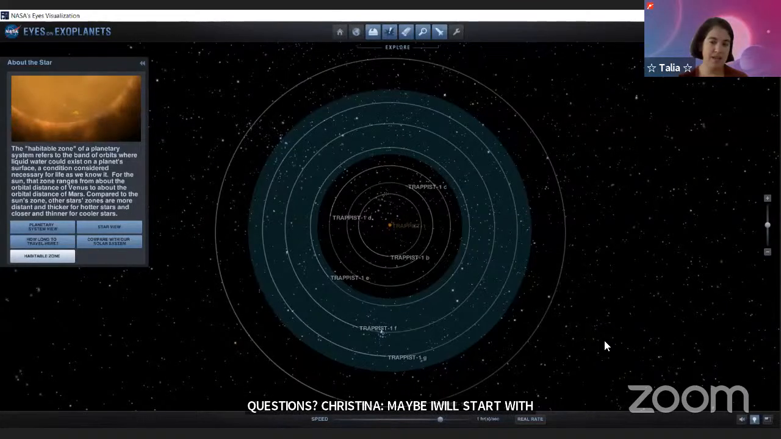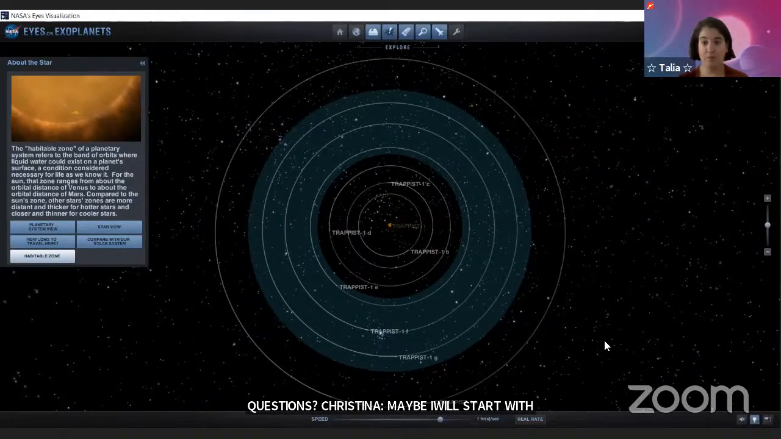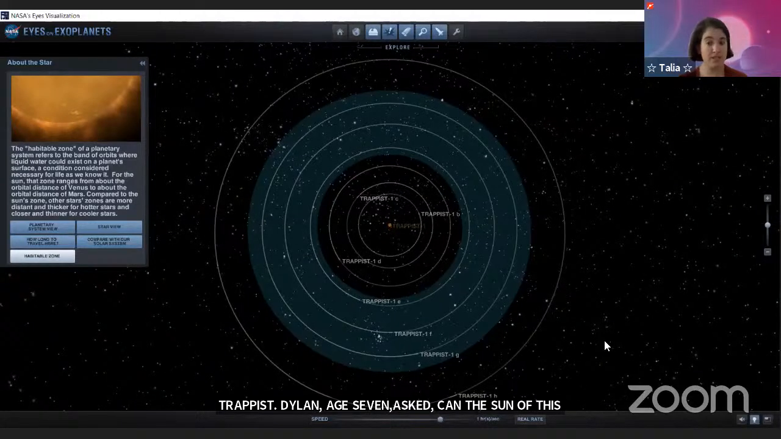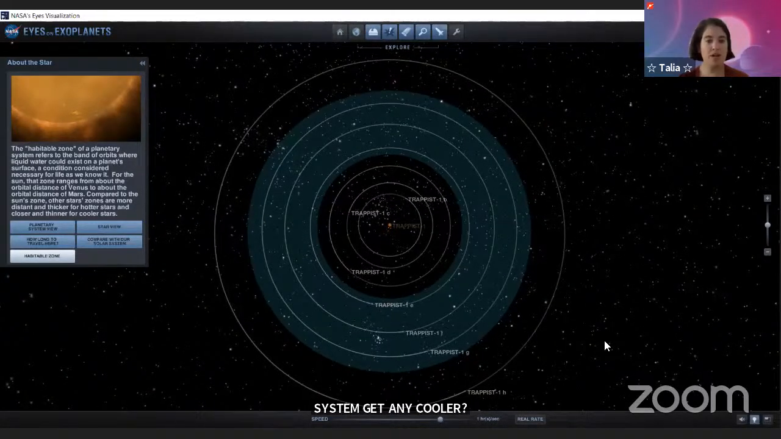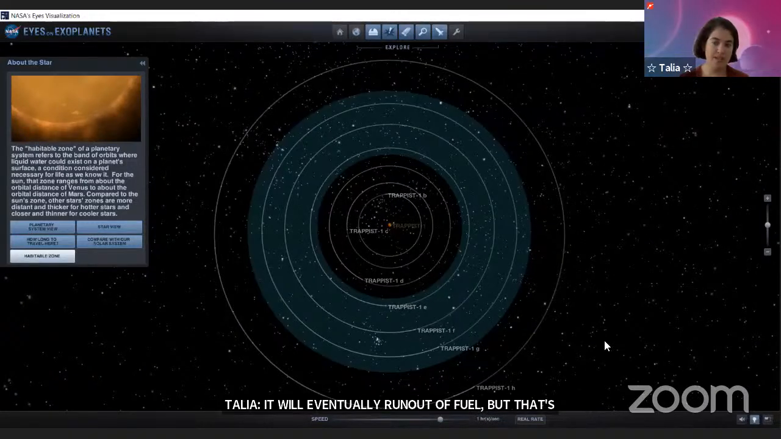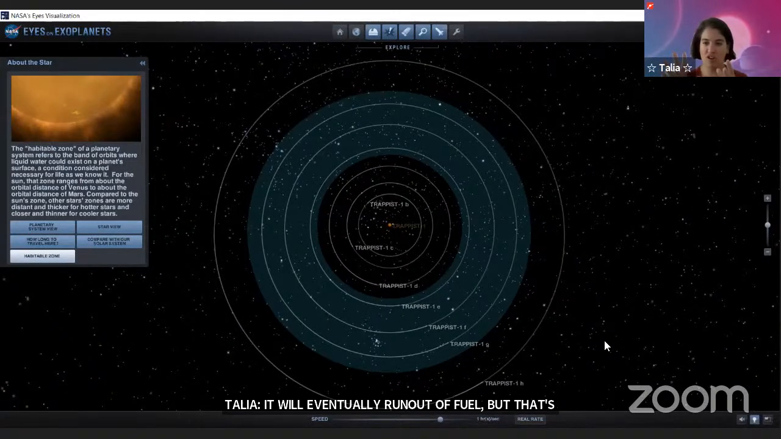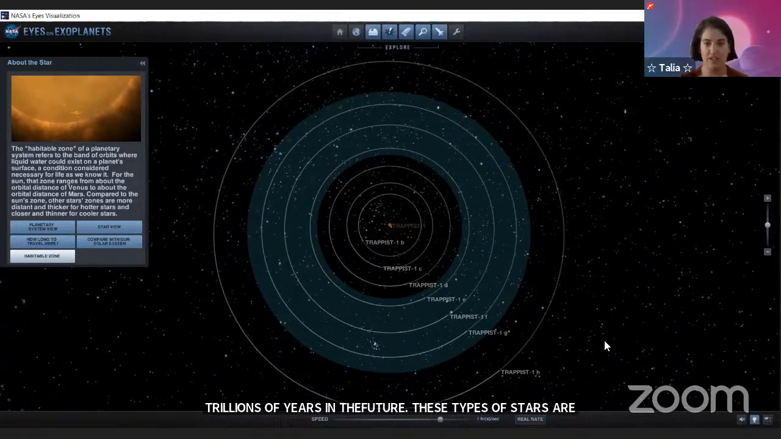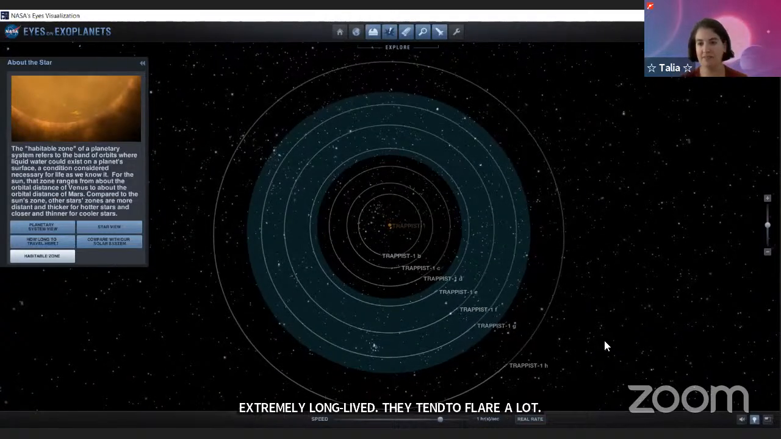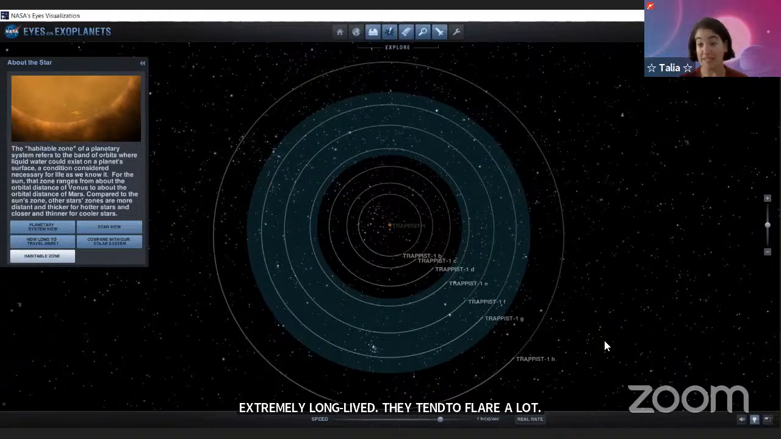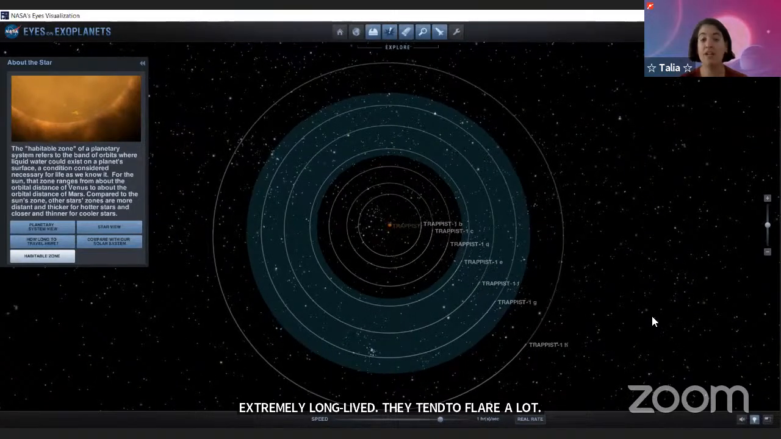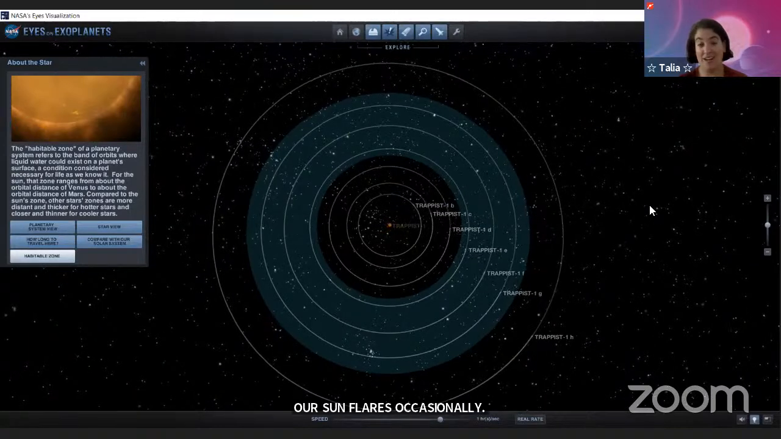It's not, I mean, it will eventually run out of fuel, but that's trillions of years in the future. These types of stars are extremely long-lived. The problem with these types of stars isn't that they're too cool, it's that they tend to flare a lot. Our sun flares occasionally. These really tiny stars flare a lot, which is not necessarily great for planets in their vicinity. So we hope to find out a lot more about this system and how flares affect it.